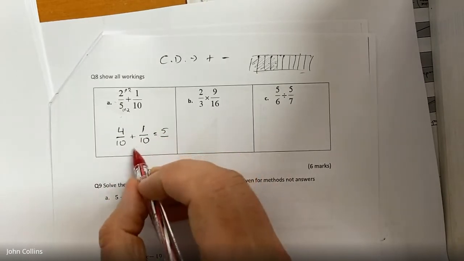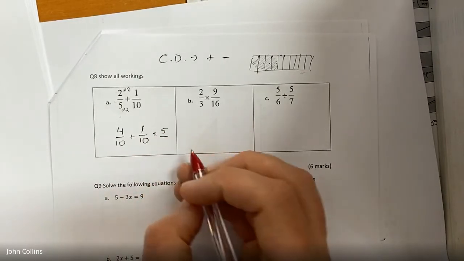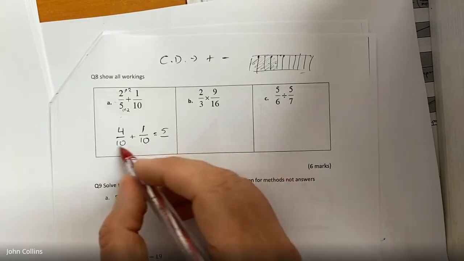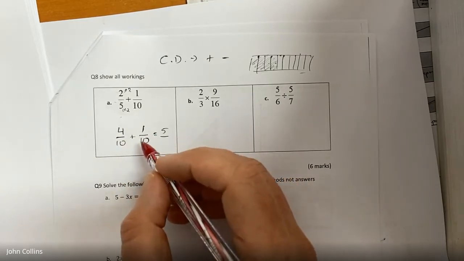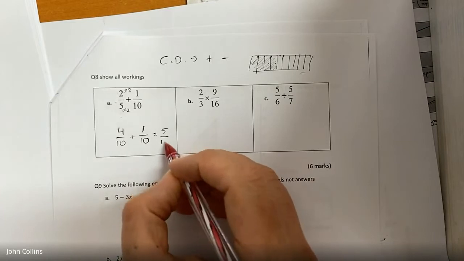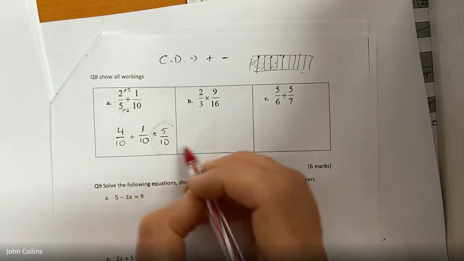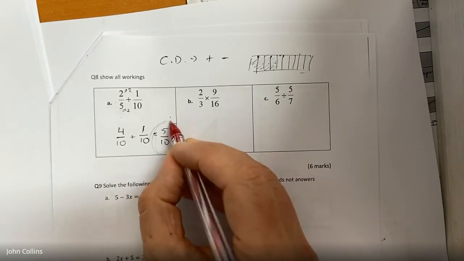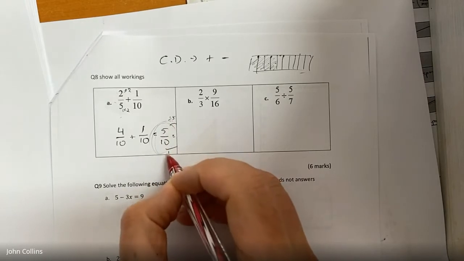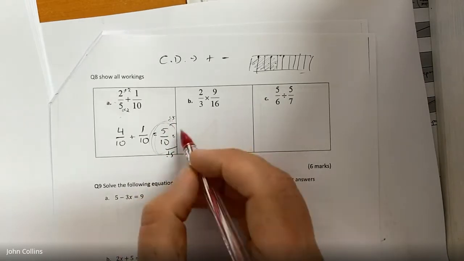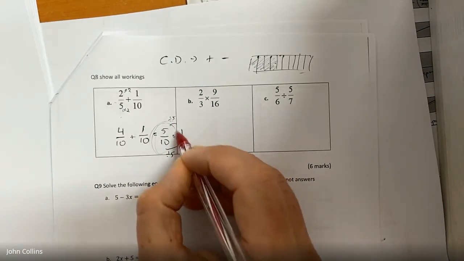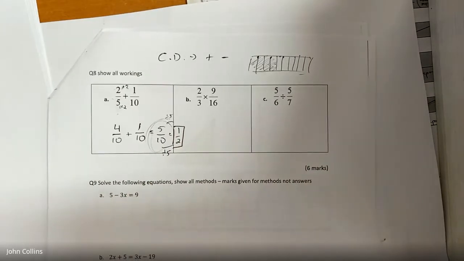Do I add 10 and 10? 20? No. 4/10 of a chocolate bar plus 1/10 will give us 5/10 of a chocolate bar. And I can simplify exactly. Divide by 5, top and bottom, and we get 1/2. So always simplify your fractions if you can.